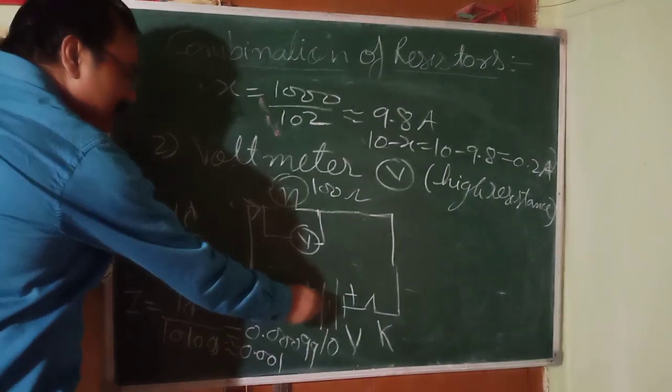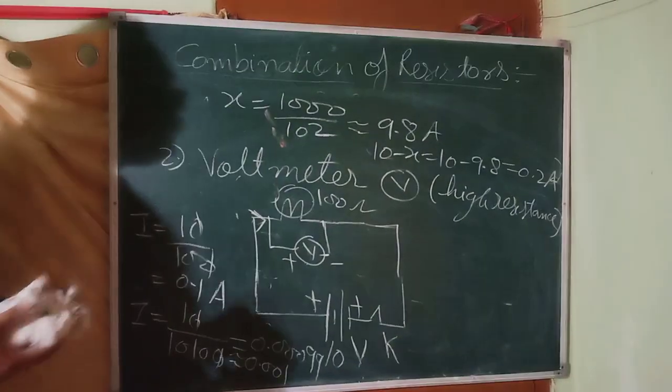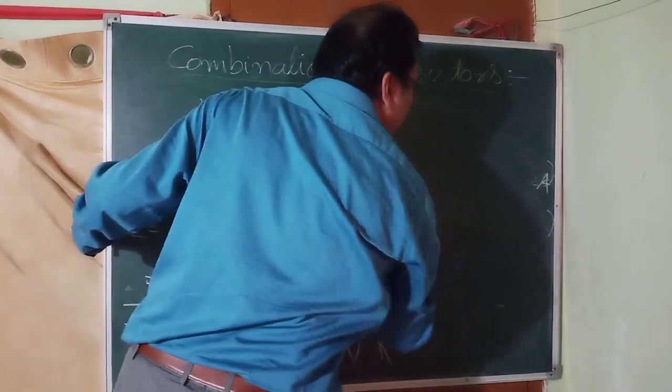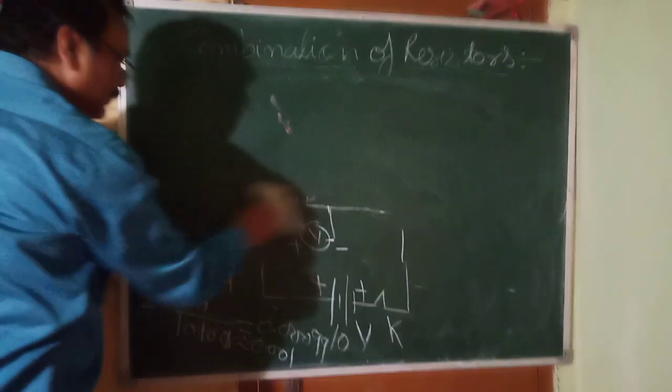One more thing. This is positive, so here it will be the positive terminal of the voltmeter, here the negative terminal of the voltmeter. Now I am going to draw a full circuit diagram for connecting this voltmeter and ammeter. How to connect this? Diagram for connection of voltmeter and ammeter.